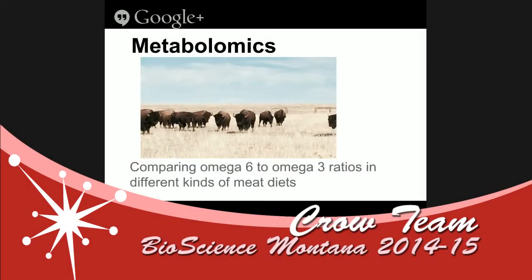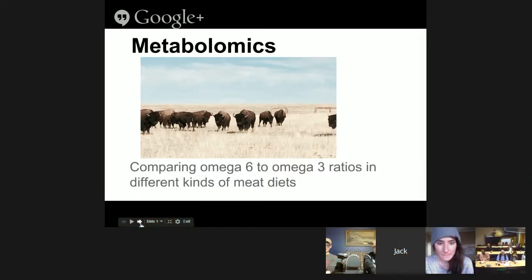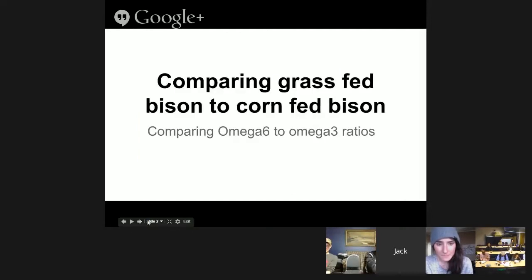Okay, today is our year project that we've been working on about metabolomics. It's comparing omega-6 to omega-3 ratios in different kinds of meat diets. We got grass-fed bison and corn-fed bison, and we are comparing their omega-6 to omega-3 ratios.